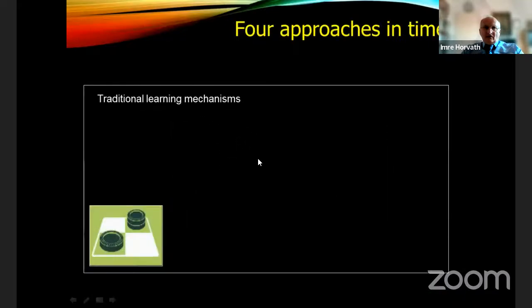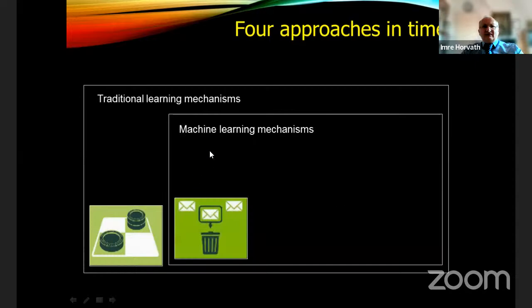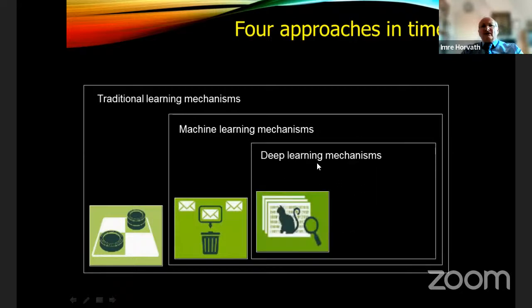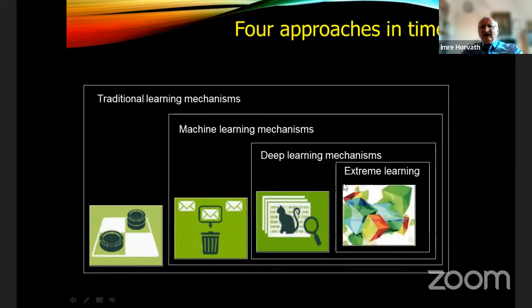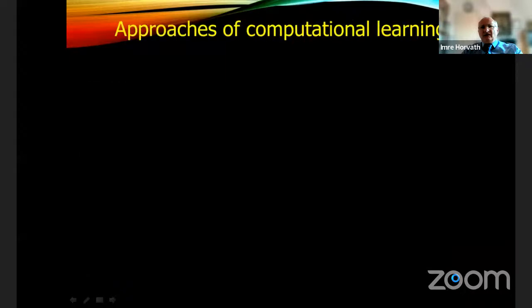If we look into the overall developments here, then we can say that first we had the so-called traditional learning mechanisms. Then the machine learning mechanism represented a subset of that. The deep learning mechanisms, again, a subset of the machine learning, and the extreme learning mechanisms are a subset of the deep learning. This is how the general image is, and this is what we have to know about the relationship, about the various approaches.